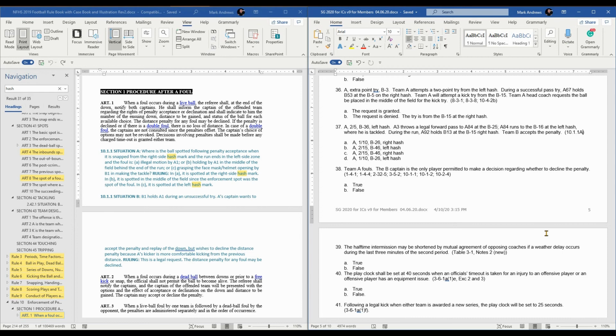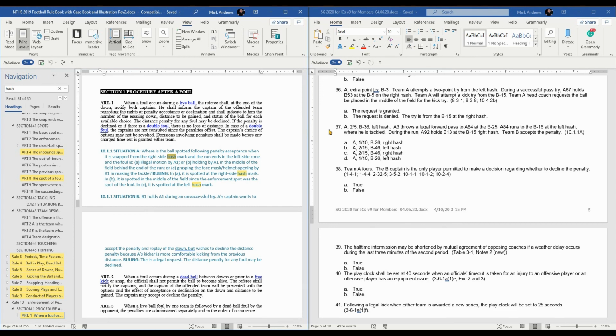Okay, so we have a foul that occurred on the right hash, but the play ends on the left hash. So the enforcement spot will be the end of the run because the foul does not occur behind the basic spot, which is the B16, right? So we're going to go 10 yards back from the B16, and it was 2nd and 5 from the B36. So even though they were penalized, A has a first down. So the correct answer is D. A, 1st and 10 from the B26 from the left hash.